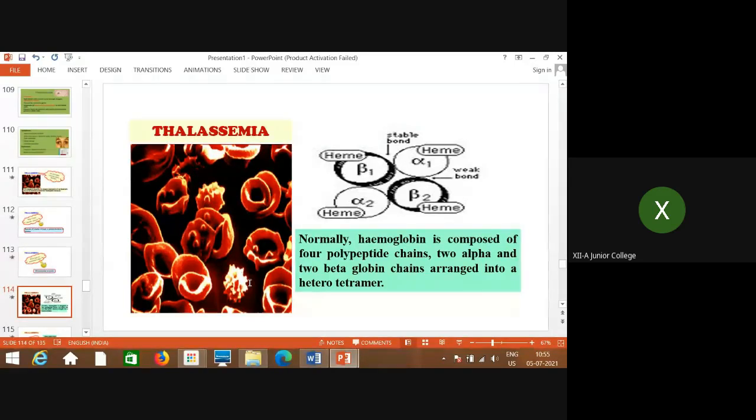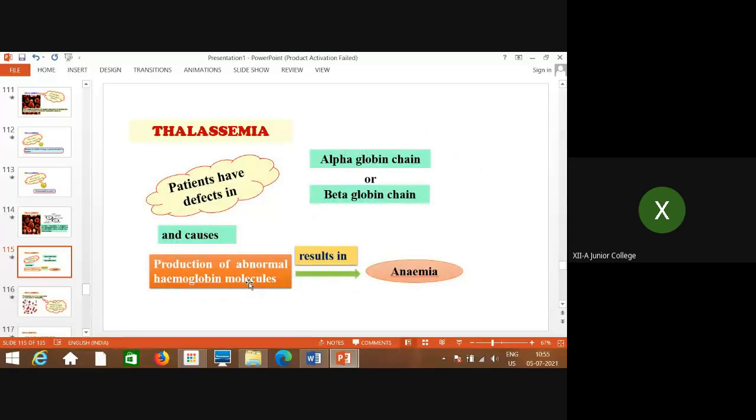Normally hemoglobin is composed of four polypeptide chains, two alpha and two beta chains, arranged into a heterotetramer. Tetra is four. So two alpha and two beta chains are present in normal hemoglobin. A thalassemia patient has a defect in either the alpha globin chain or the beta globin chain, which causes the production of abnormal hemoglobin molecules, and that results in anemia.